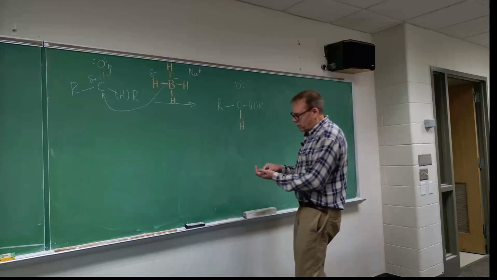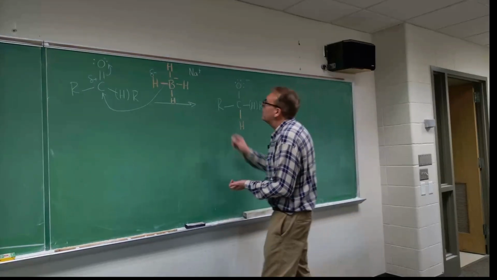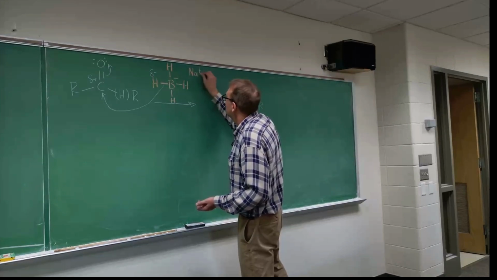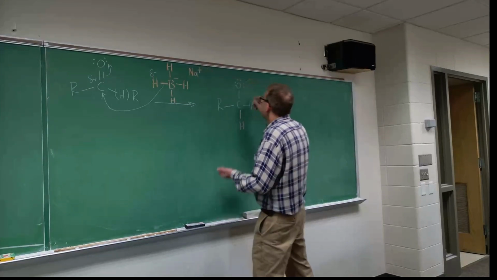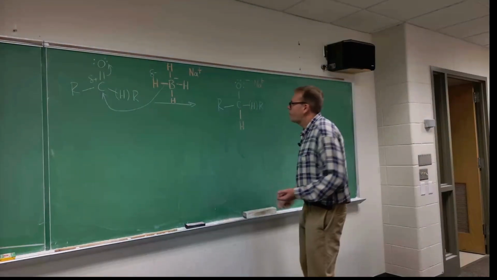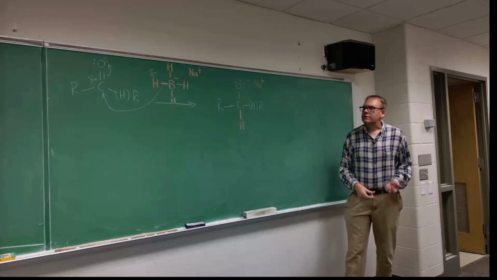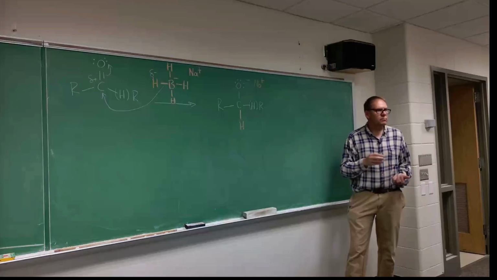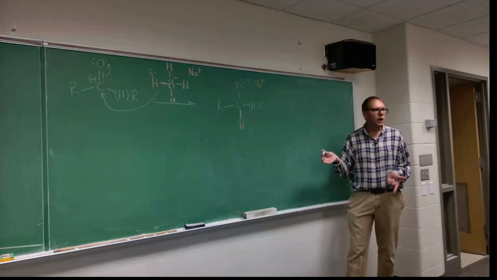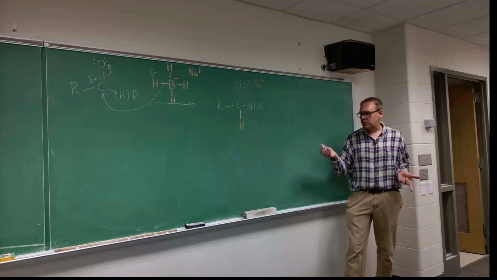And there's a sodium up here. That's the counter ion. I'll make the sodium orange as well because it came in as the same reagent, sodium borohydride. So there's a sodium cation up here. All right, so that's the reduction event. The hydrogen from the sodium borohydride attacks the carbonyl, makes a new bond to it. We've got a reduced species.